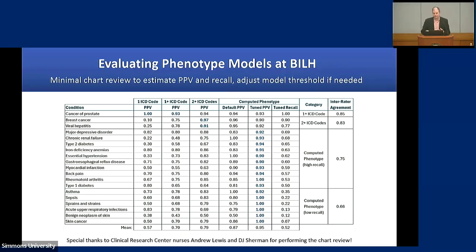Most other phenotype models will perform at least as well in terms of positive predictive value as the raw diagnosis codes, usually a bit better, but sometimes they suffer from lower recall unless you do some manual tuning and improvements of that.